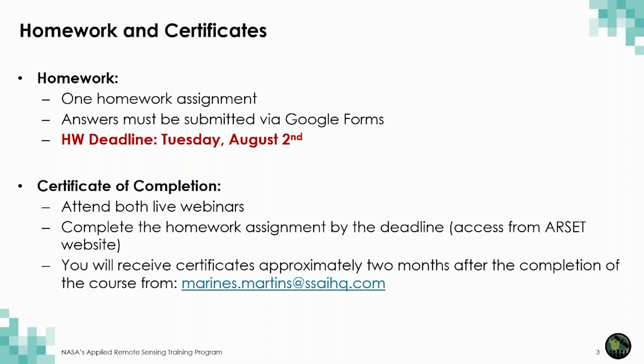To obtain the certificate of completion, you will need to attend the three live webinars and submit the assignment on or before August 12th, which is 2 weeks after the end of this webinar series. And then eventually you'll be receiving the certificate of completion. As a reminder, due to the high volume of participants that we typically have, it usually takes about 2, maybe even 3 months to have the certificate sent out. But rest assured that if you participated in all three sessions and submitted the homework, you'll be receiving your certificate eventually.